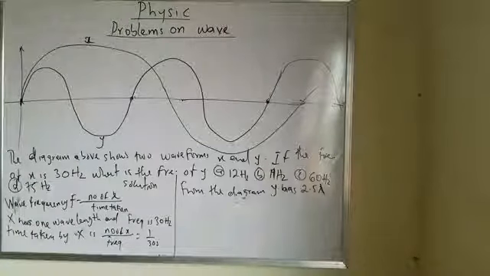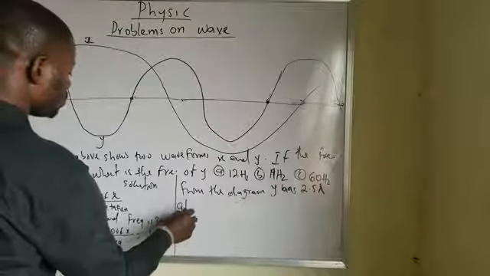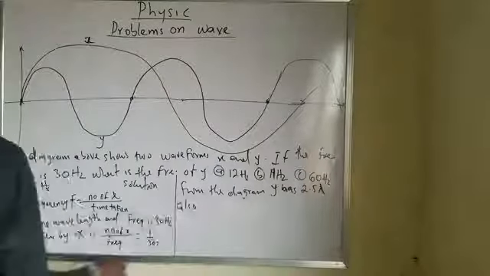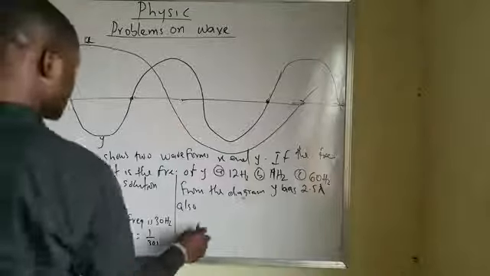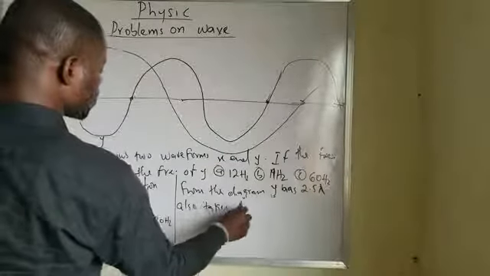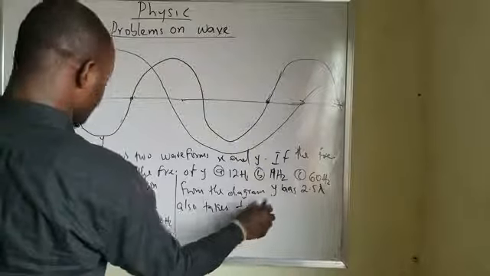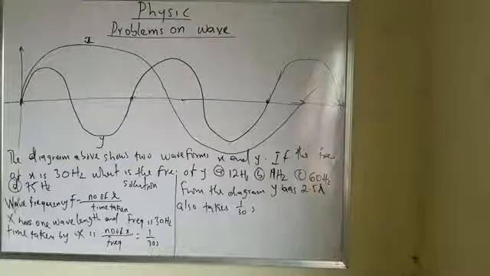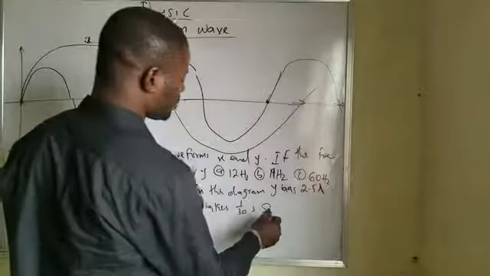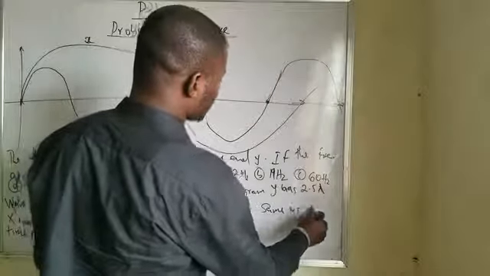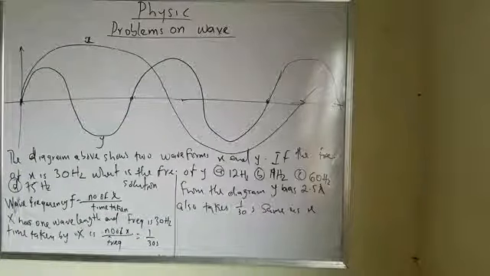Now, since I have that on Y, it means Y also takes 1 all over 30 seconds, the same time as X.